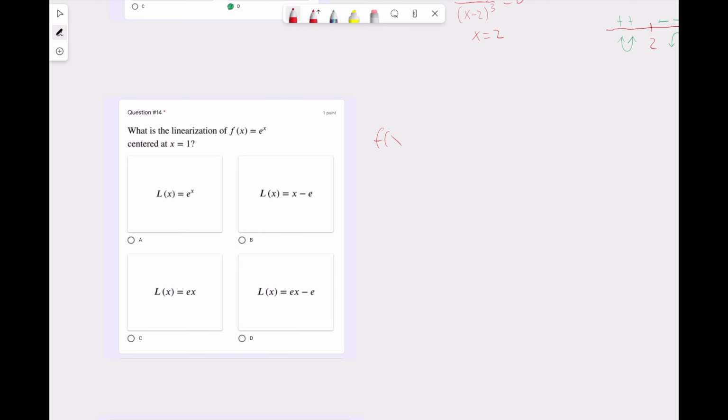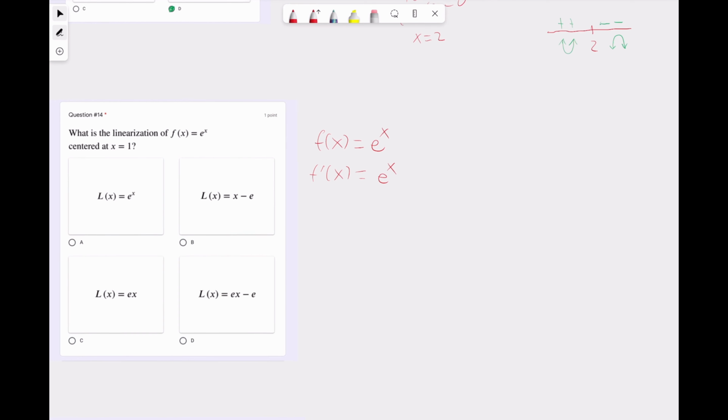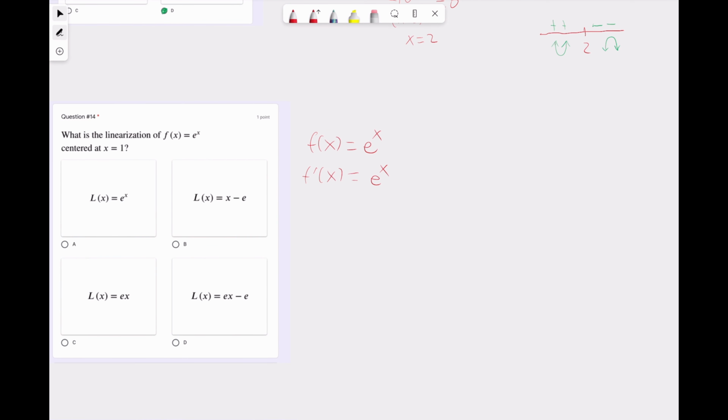So f of x is equal to e to the power of x. F prime of x is simply e to the power of x. And we're given x is equal to 1. So let's find our point first. So our x value is 1. And to find the y value, we're going to plug 1 into our first function. So f of 1 is equal to e to the power of 1, which is e. So e is our y value.